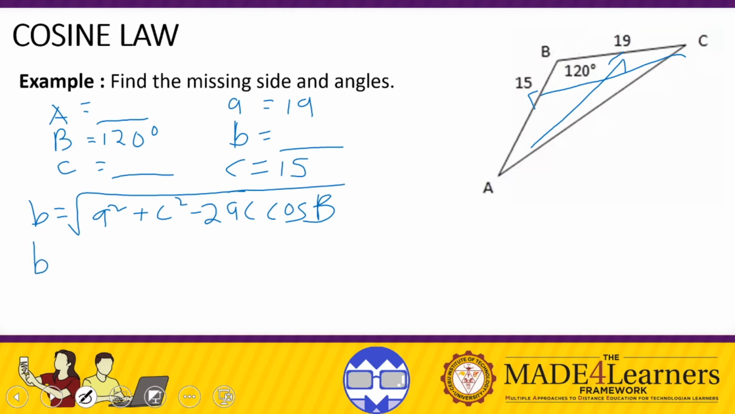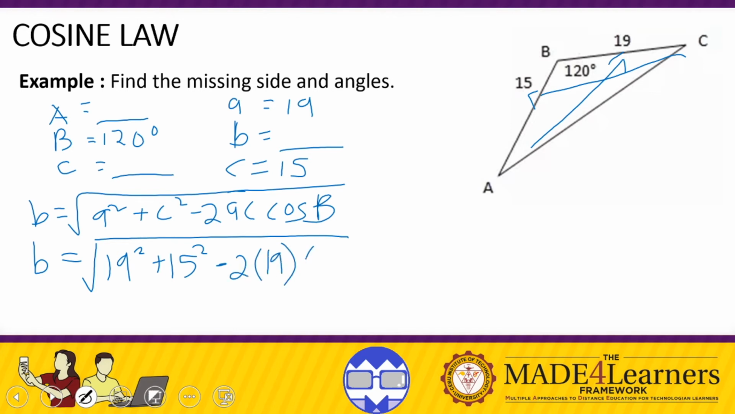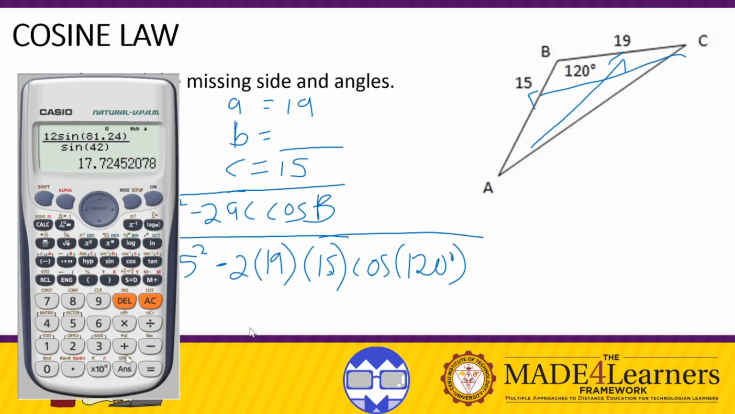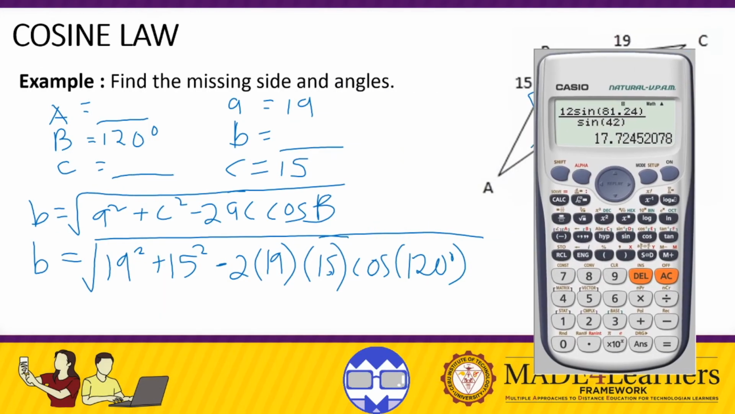Then substitute. So what is your A squared? We have 19 squared plus C squared, which is 15 squared, minus 2 times 19 times 15 cos of whatever is your B, which is 120 degrees. Then we'll use the calculator.